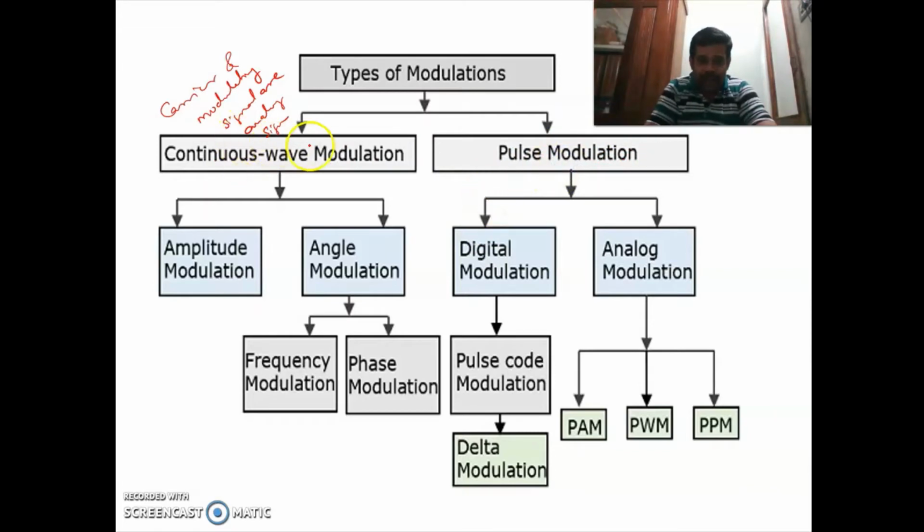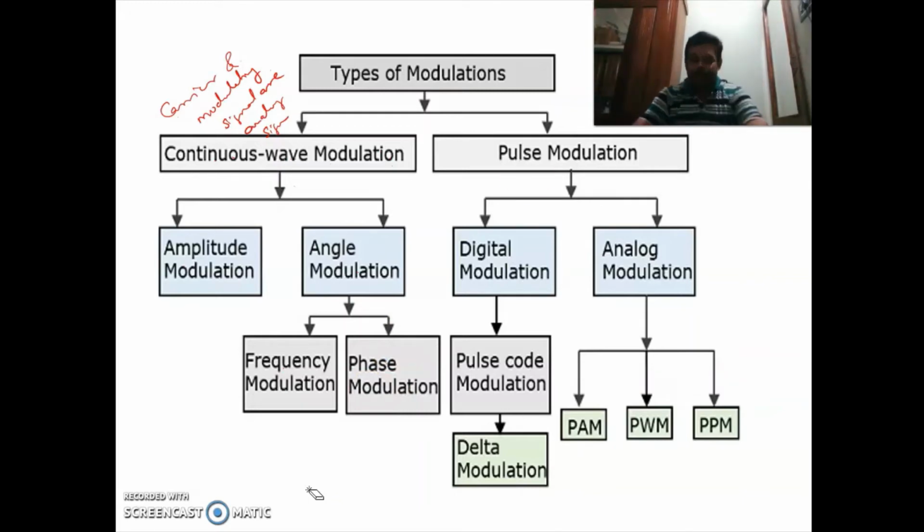In continuous wave modulation, there are two types: amplitude modulation and angle modulation. In continuous wave modulation, both the carrier and the modulating signal are analog or continuous signals. In angle modulation, there are two types: frequency modulation and phase modulation.